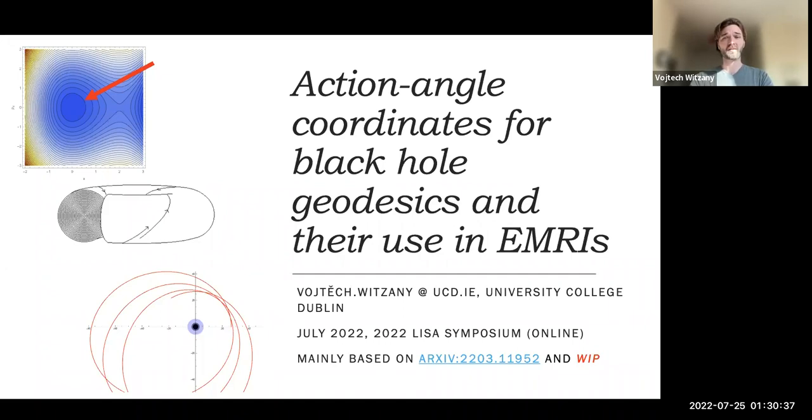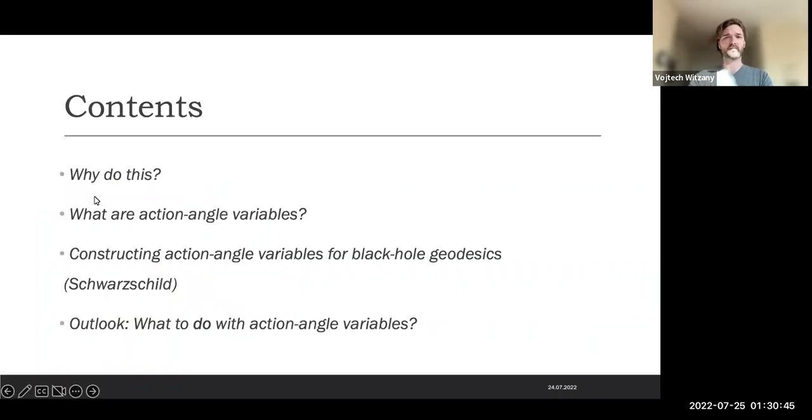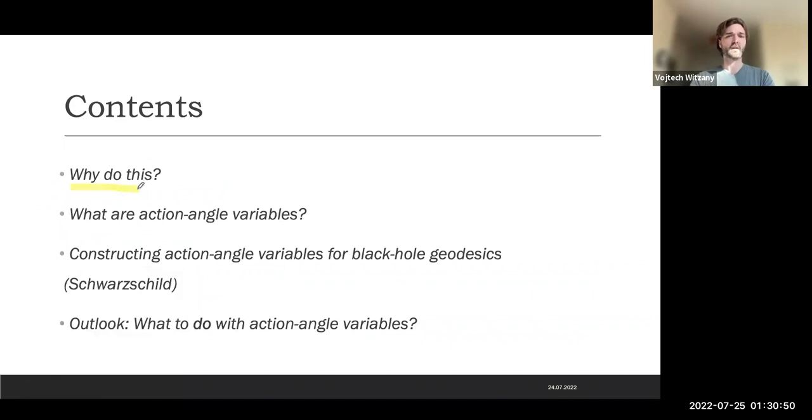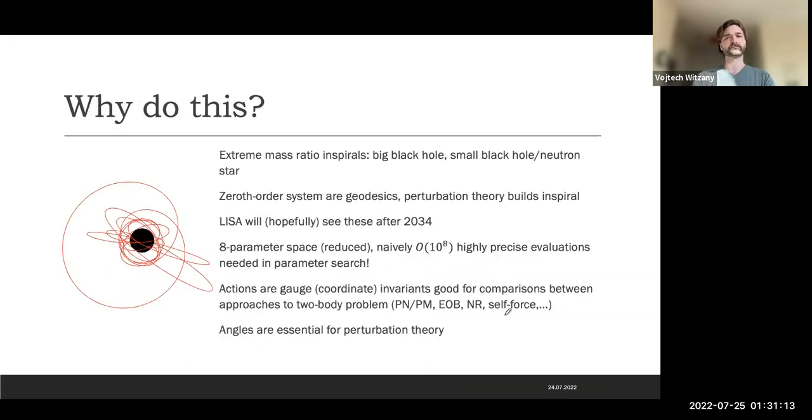Welcome to my talk, Action Angle Coordinates for Black Hole Geodesics and their use in EMRIs. So what will this talk be about? I will tell you why one should do this. What are action angle variables? How do you construct them in Schwarzschild spacetime, in particular for Schwarzschild free test particle orbits, that is geodesics? And then I will briefly discuss what to do with these action angle coordinates in the future.